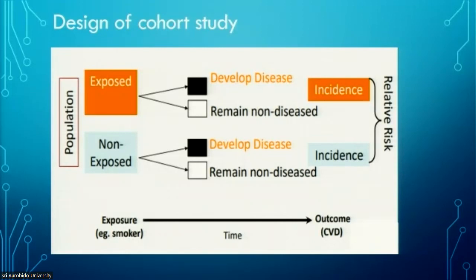Design of cohort study, we know we take the population exposed and non-exposed. Then how many from the exposed develop the disease and how many remain non-disease. Similarly, how many from this group non-exposed they develop the disease and how many remain non-disease. The standard example that we have been studying since our MBBS days is exposure, that is smoking, outcome is your CVD. So how many smokers develop CVD in this time period? And accordingly, the relative risk is calculated.